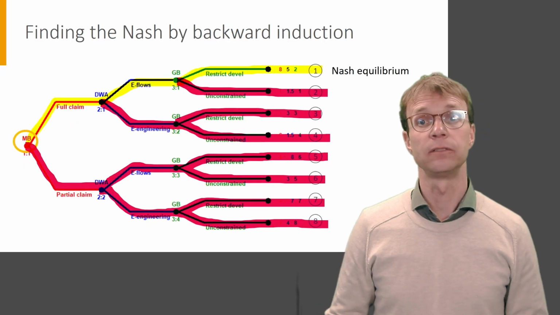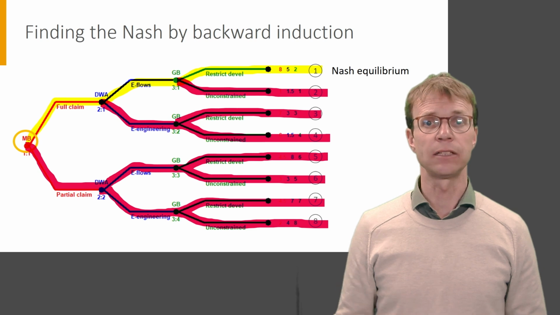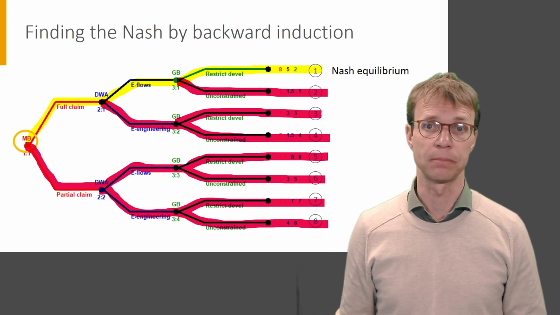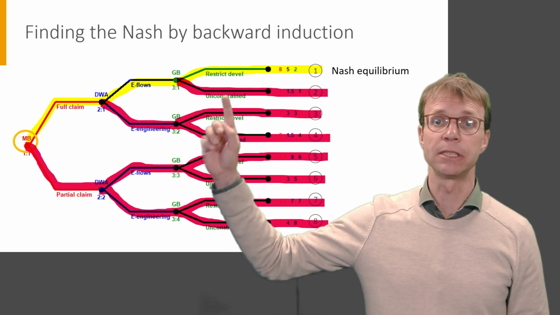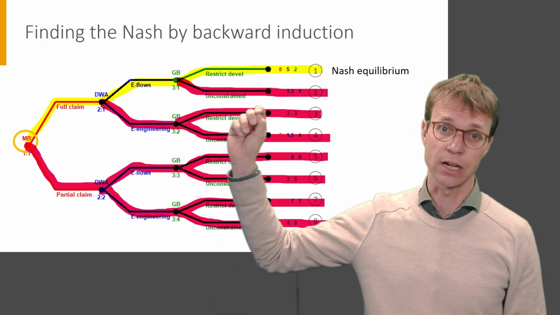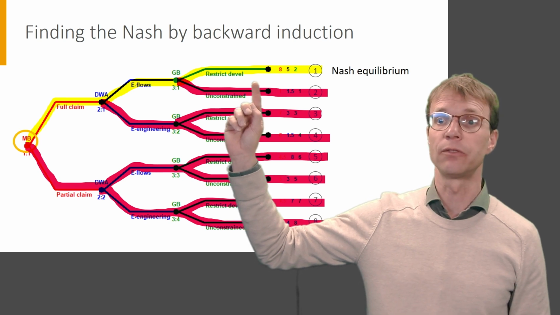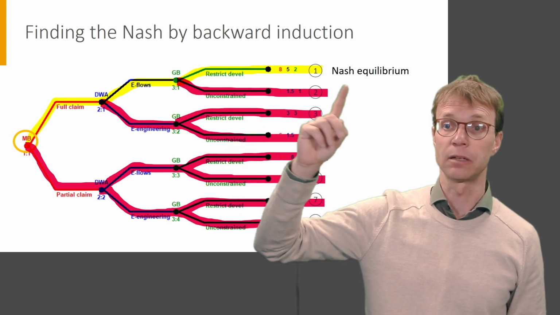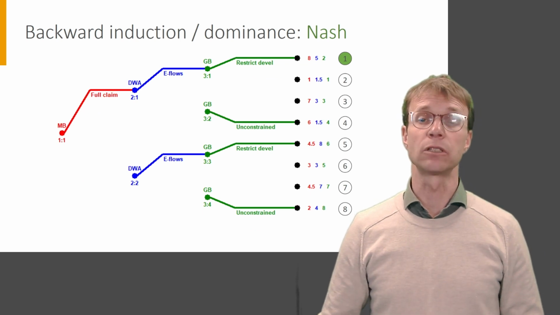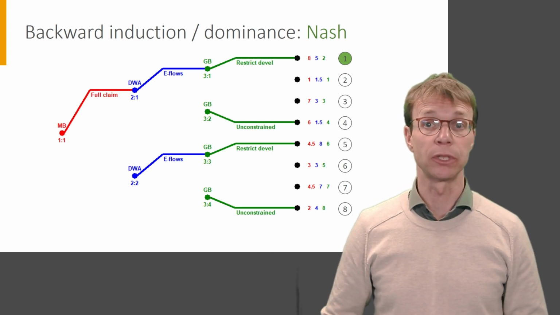And this leads us, via backward induction, to identify outcome 1 as the Nash equilibrium outcome for this game. The city of Mossel Bay claims its full amount of water, the Department of Water Affairs manages the dam for environmental flows, and the village of Great Bruck restricts its development. We now know what outcome to expect in this non-cooperative game.